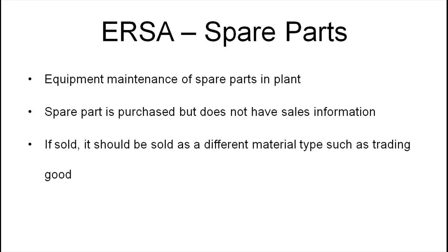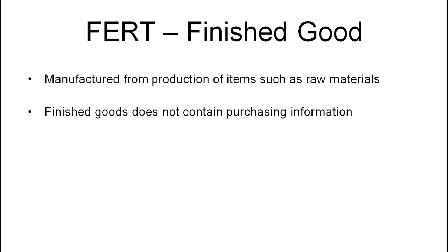ERSA spare parts is used for equipment maintenance of spare parts in the plant. A spare part is purchased but does not have sales information. If sold, it should be sold as a different material type such as trading goods. Finished good is used for items manufactured from production, such as from raw materials. Finished goods do not contain purchasing information.